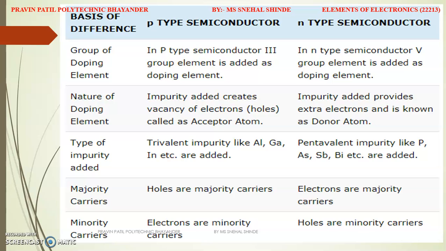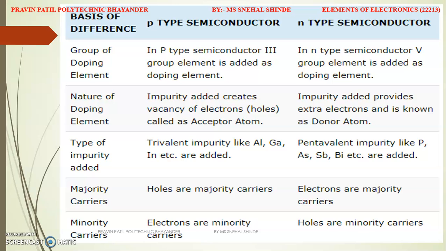And the donor impurities: each pentavalent impurity atom generates a free electron, as we have discussed earlier. So the number of free electrons will be equal to the number of impurity atoms added, as each impurity atom donates one free electron. The pentavalent impurities are known as the donor impurities.